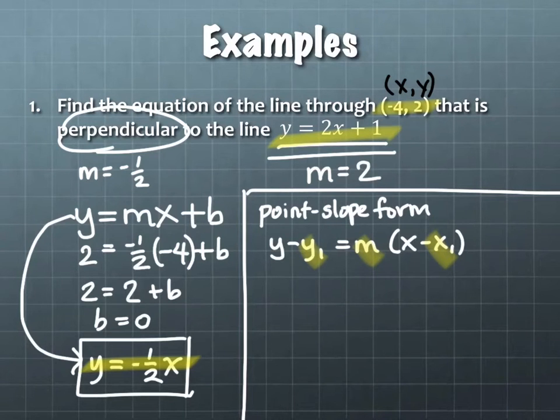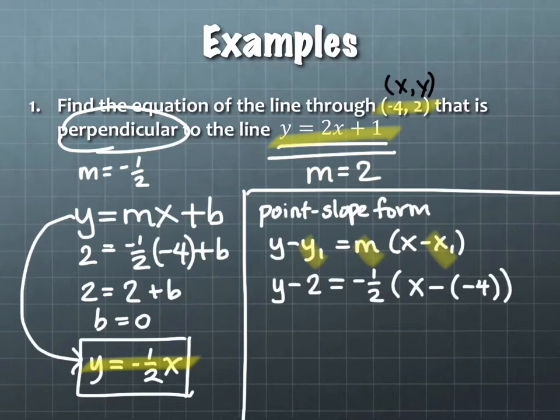So if we take a look at what we have here, y is simply the general y value for any point on our graph. y1 is the specific y1 that was given to us, which was, in the problem, what was it? Somebody said it, 2. The m we found together was negative 1/2, and the x given to us in the problem was what? Negative 4, yeah. So I have x minus negative 4.